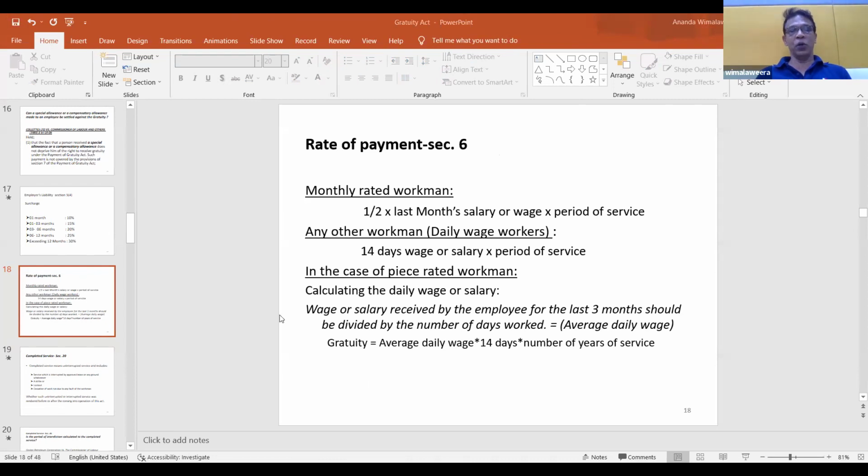Sorry. So this is in the case of a piece-rated workman, calculating daily wage or salary. The wage or salary received by the employee for the last 3 months should be divided by the number of days of work. Then you will get the average daily wage. Then how do you calculate gratuity in the case of piece-rated workers? Average daily wage multiplied by 14 days, multiplied by number of years of service. Is it clear?